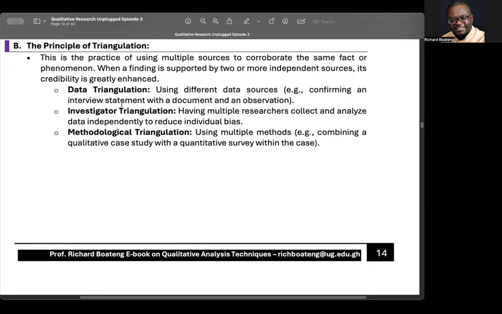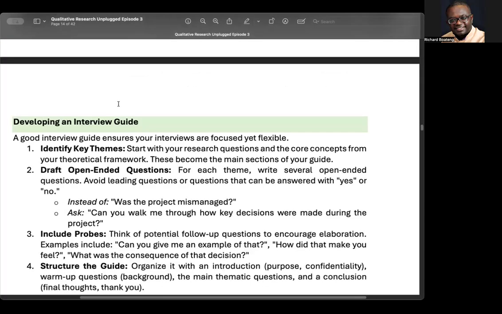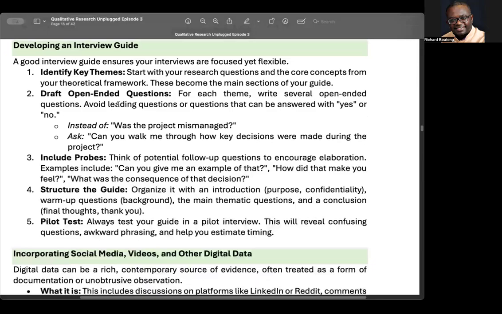Now, for interviews, which you said are often central, having a good interview guide is crucial. How do you develop one that is focused enough to get the data you need, but flexible enough for a natural conversation? It's a balancing act. A good guide keeps the interview on track, but doesn't stifle emergent insights.